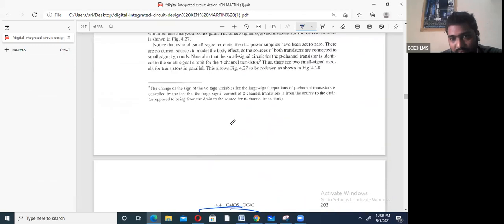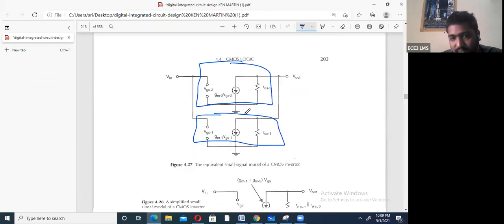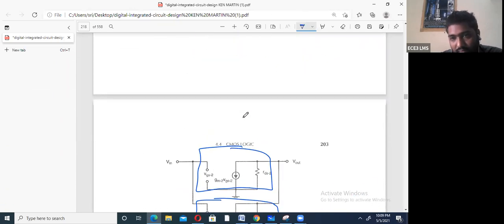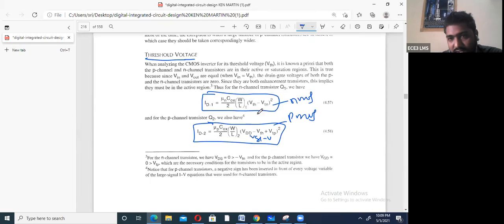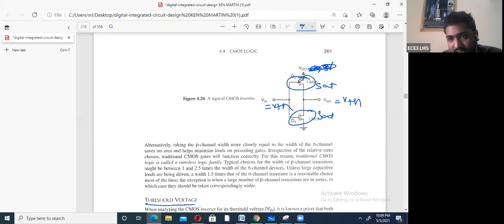So if you read, you will understand easily. If you understood the pseudo NMOS inverter, the same thing you have to apply for the CMOS inverter. What is the difference between the pseudo NMOS inverter and the CMOS inverter? Here, the gate is biased to VDD in pseudo, but in CMOS the gate is connected to VIN.